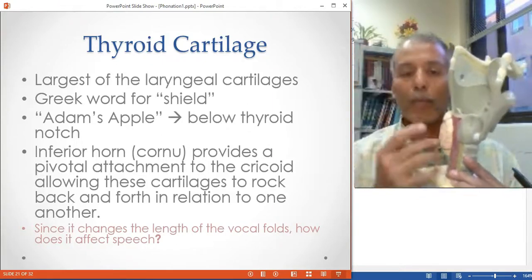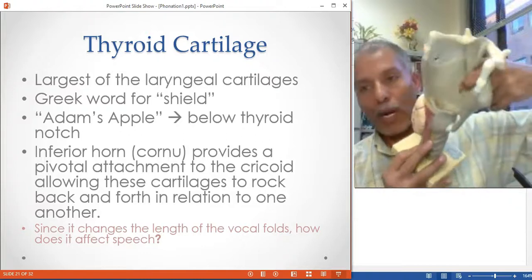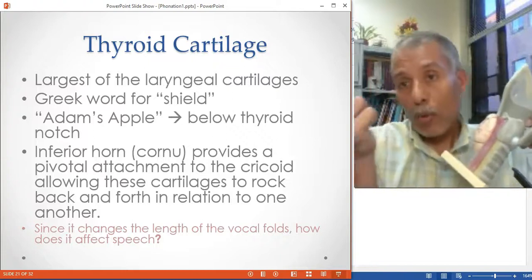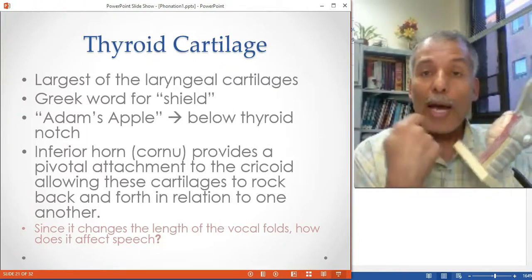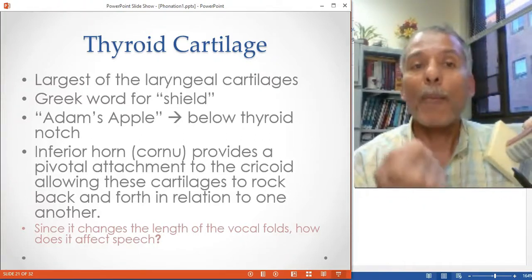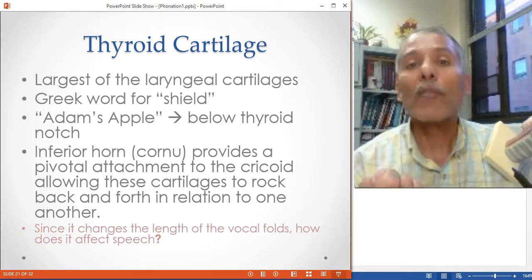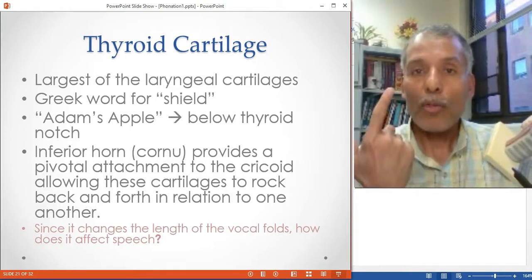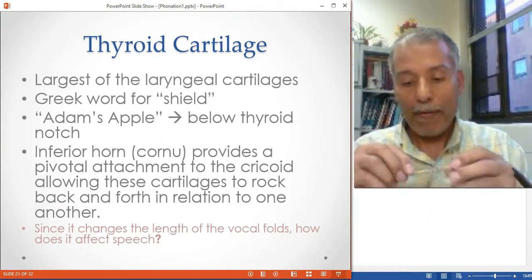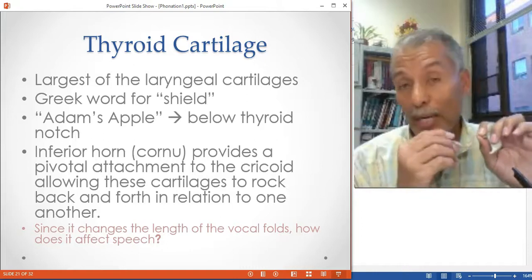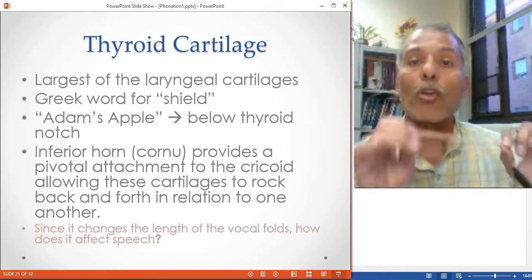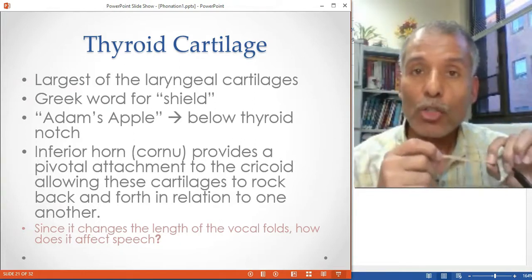When you do that, because the vocal folds are attached to the thyroid here, when you tilt the thyroid forward and down, it pulls the vocal folds with it. In that case, you have made the vocal folds longer. And by making them longer, what else have you changed? I'm going to ask you to think about the tension. When you elongate the same vocal folds, do you have more tension or less? My next question, does that tension make the vocal folds vibrate faster or slower? Does that raise pitch or lower it?